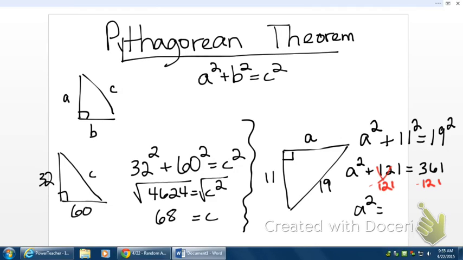361 minus 121 gives 240. Then take the square root of that. So the square root of 240 is what? 15.49. That's okay.